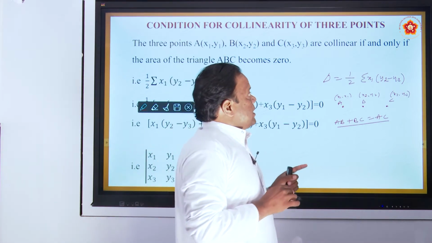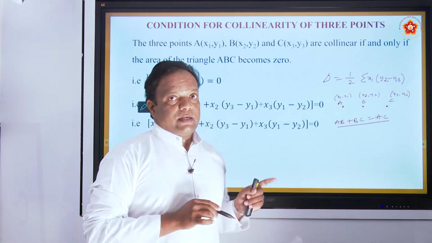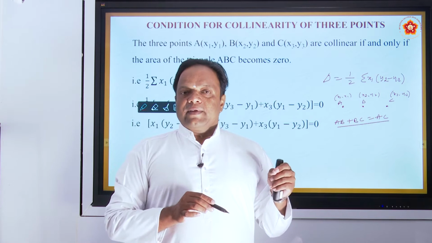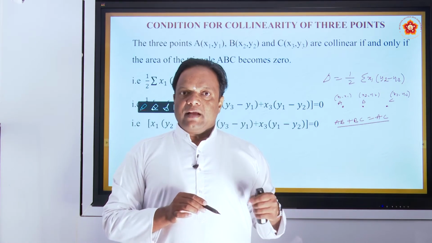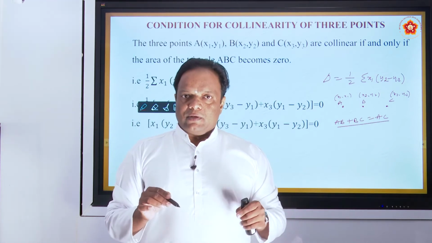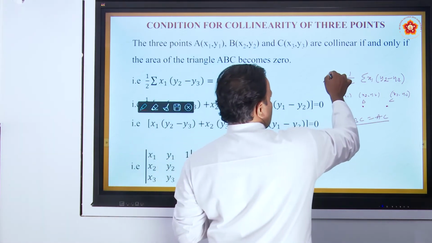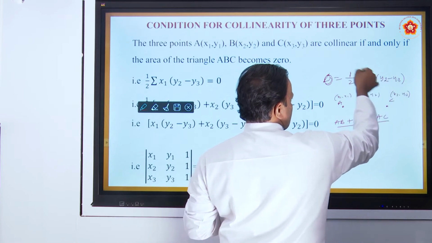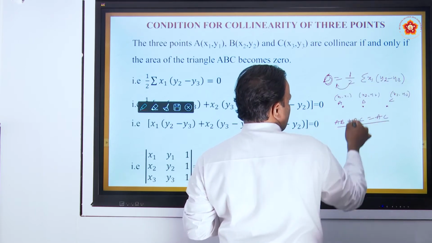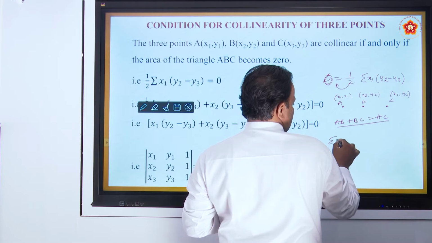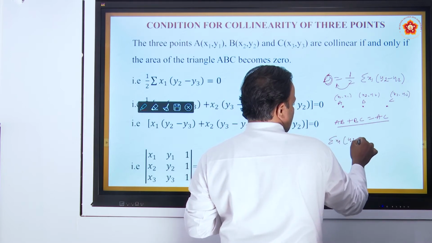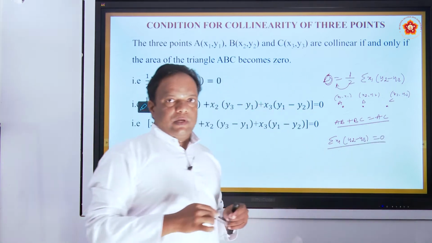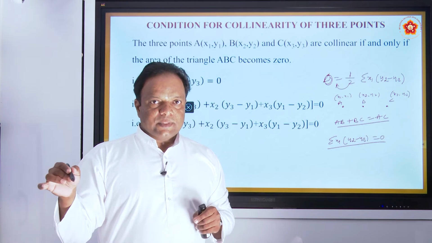But here, using the area of triangle formula, you have to show that the 3 points are collinear. Suppose the condition is that if area of triangle is 0, then the 3 points are collinear. Means if delta equal to 0, if 1 by 2 summation of x1 (y2 minus y3) equal to 0, otherwise you take 2 this side, this becomes summation of x1 into (y2 minus y3) is equal to 0, then we say that the 3 points are collinear, means lie on the same line, correct?